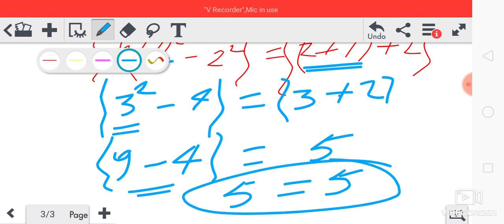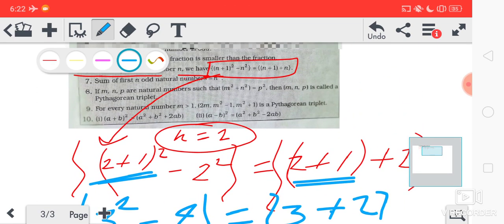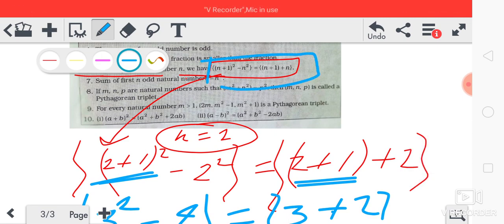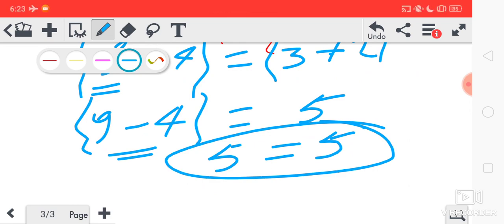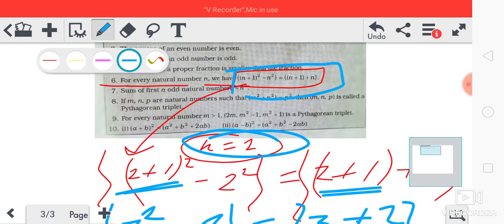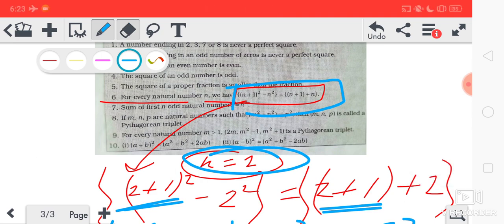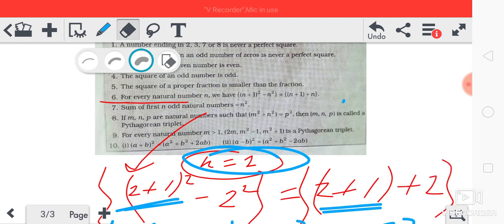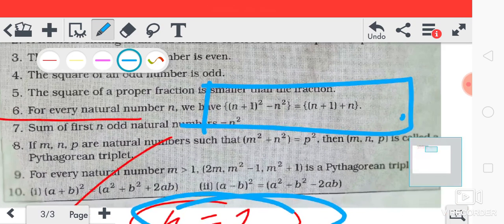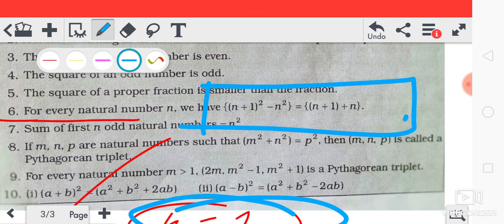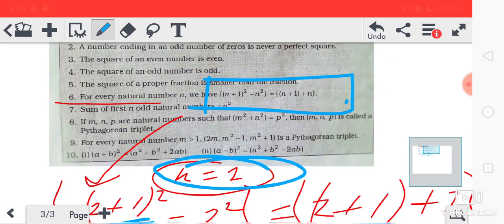Are we getting the same? So it is written in this form. You can see here, n plus 1 whole square. The value of n we have taken is 2, and we have put that value here. So LHS equals RHS, we are getting that, isn't it? Got it? So n plus 1 whole square minus n square can be written as n plus 1 plus n. So for the value of n, you can take anything and solve it. We'll see the application later.